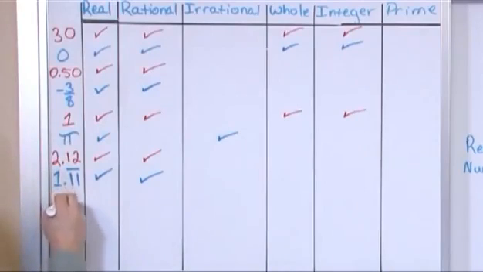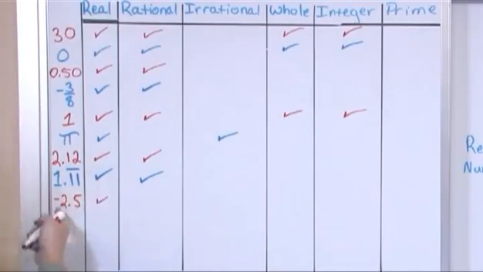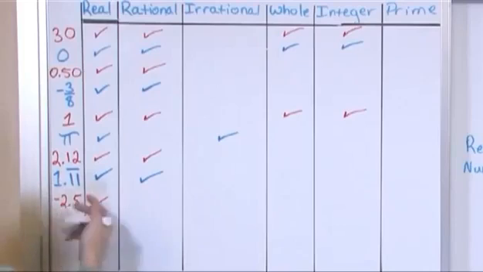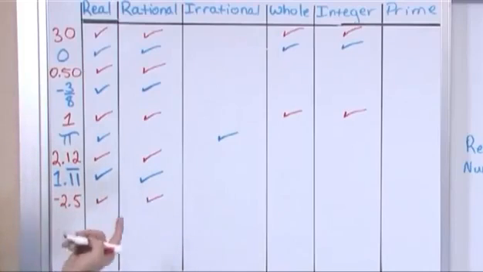What about negative 2.5? Well, yeah, it's real. It doesn't matter if it's negative or not. It's a real number. It doesn't have any i or imaginary part to it. It is rational. Just like I said, the decimal point stops.